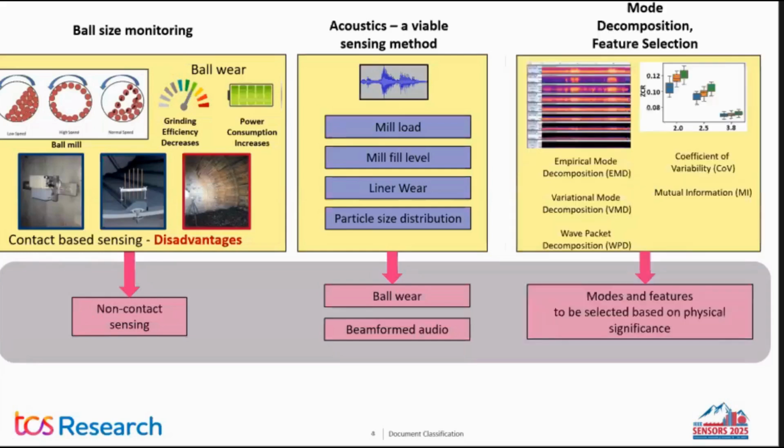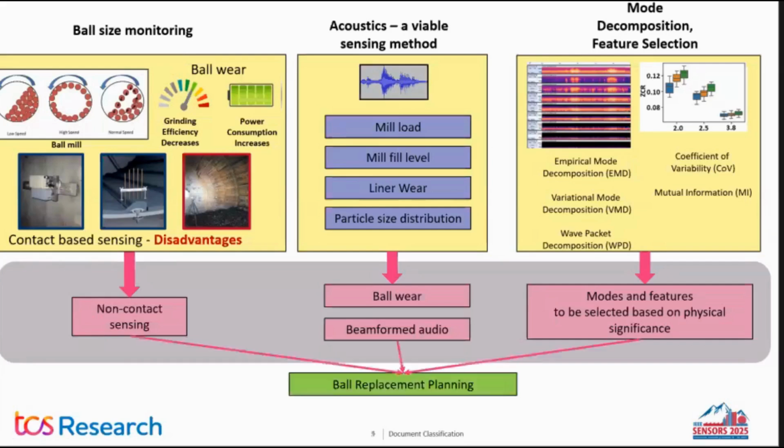And lastly, we look into mode decomposition and feature selection. So I will get into the details in the next slides. For now, I want to say that previous works have considered these steps, but they have not selected modes or features based on physical significance of the event being observed and the target process parameter. So we address the research gaps and come up with an explainable approach towards machine learning based ball size prediction with the end objective of ball replacement planning.